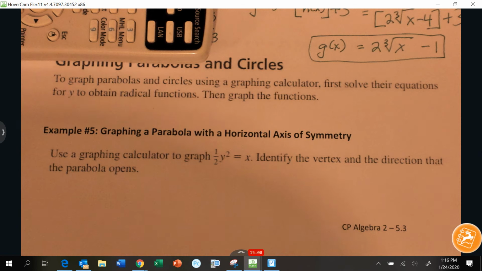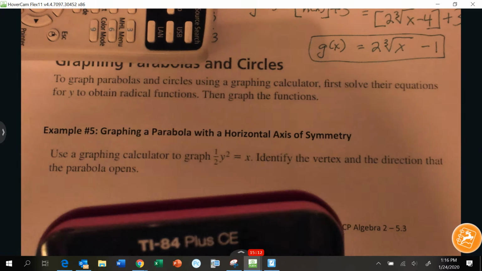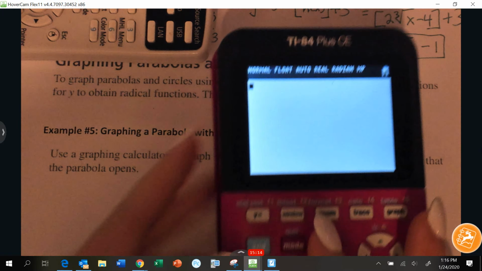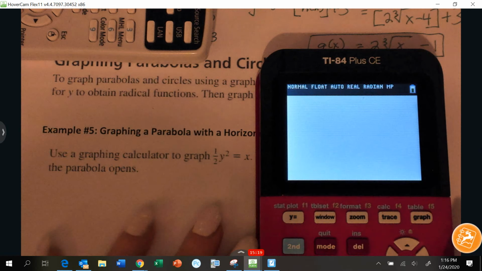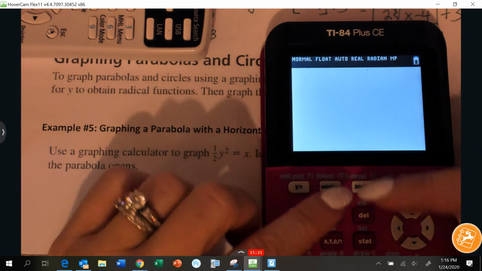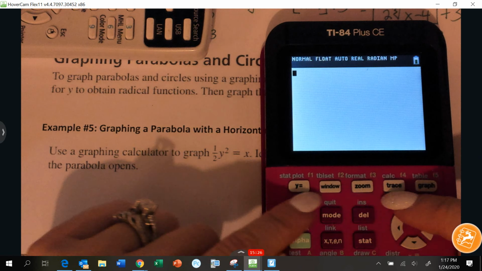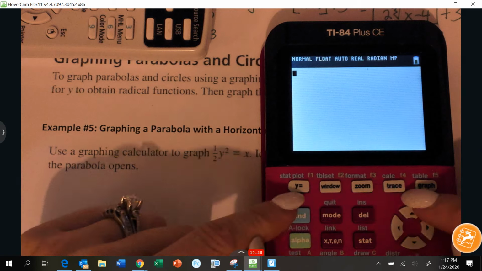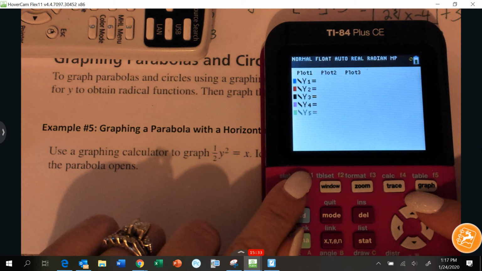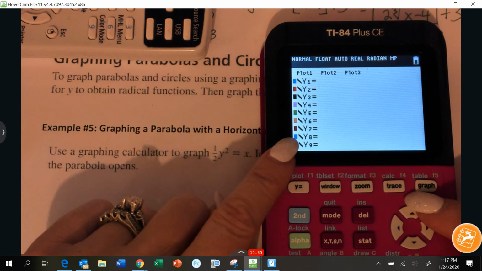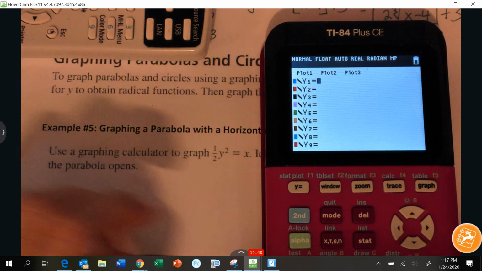If we're graphing on our graphing calculator, all of the buttons at the top, the whitish ones on mine, are the graphing buttons. So I'm going to go to y equals, and we notice that every single line says y1, y2. It all says y equals because it's the y equals button.